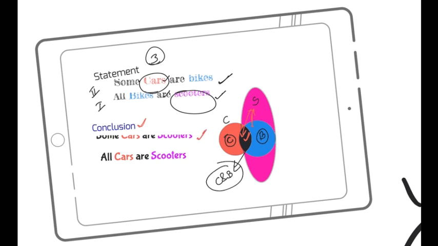Yes, this will surely happen. That's why this is my conclusion. Now, can I say all cars are scooters?